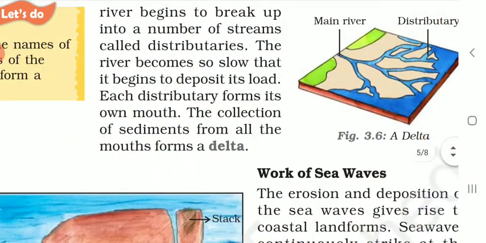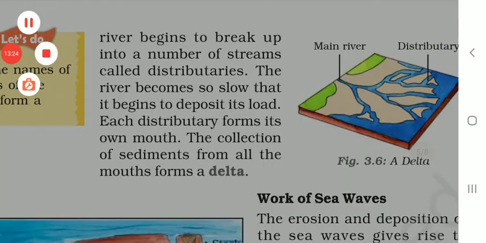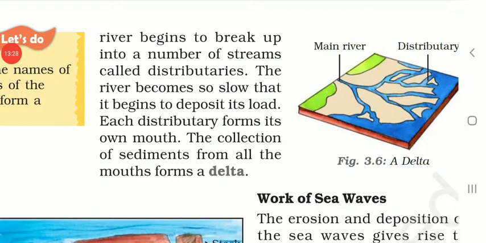So now we have seen how the distributaries of the main river deposit the soil and form the delta. All these things we have seen. In the next period we are going to see further.